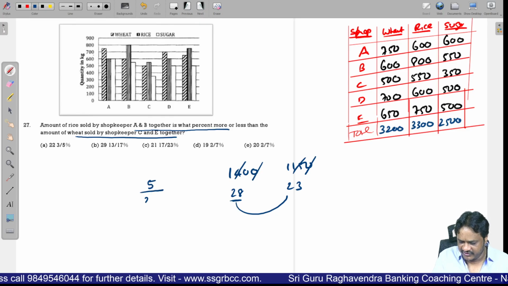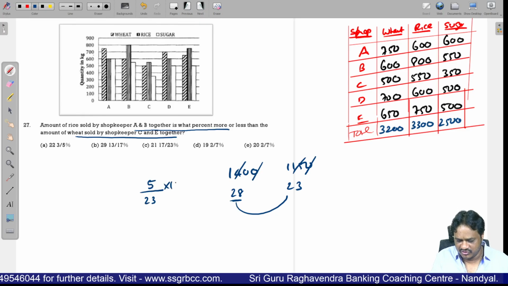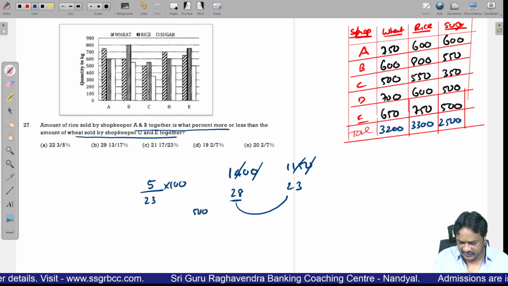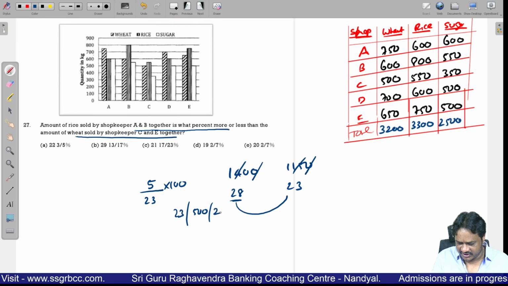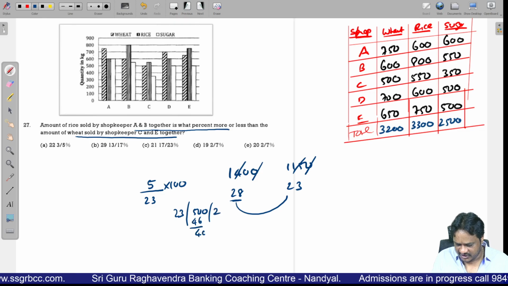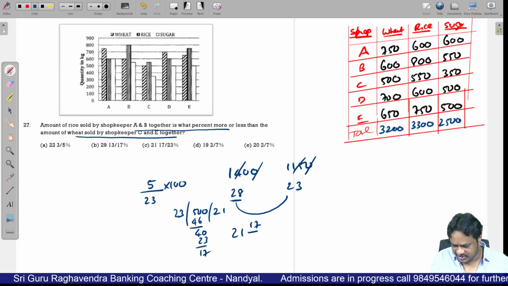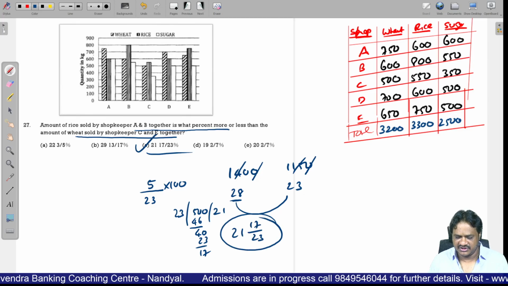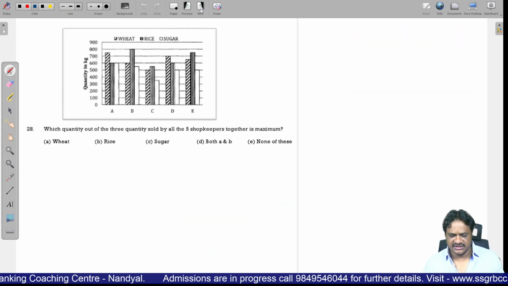5. From where it is more? 23 into 100. So divide 500 with 23. 23 2s 46. 23 1s 23. The answer is 21 17 by 23. 3 is the correct answer. Next one.